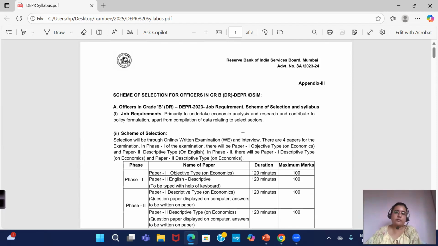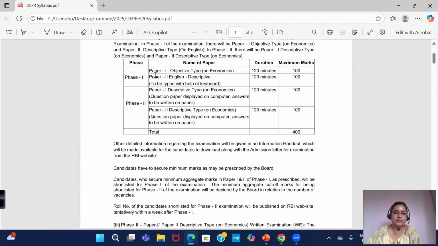In Phase 1 of the exam, there will be Paper 1, which is an objective type paper, and this paper is mainly based upon the economics subject. And then there will be Paper 2, a descriptive type paper, which will be mainly on English. We have Phase 2 as well, which we will discuss in some other video. Let's primarily focus on Phase 1. So, Paper 1, which is an objective type paper on economics, the duration will be 120 minutes and maximum marks is 100. And for Paper 2 English, which is descriptive in nature, this will again be 120 minutes and 100 marks.